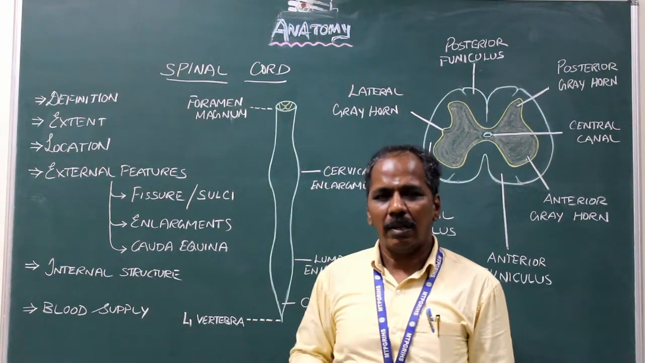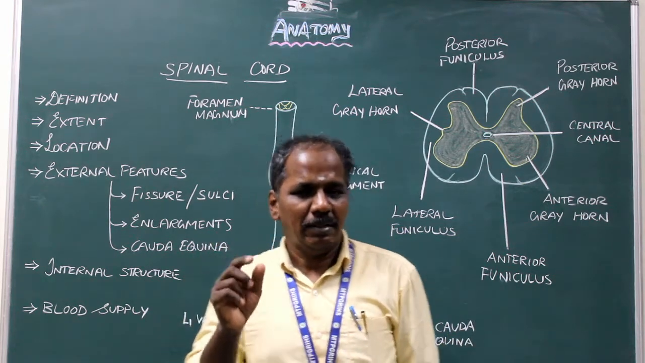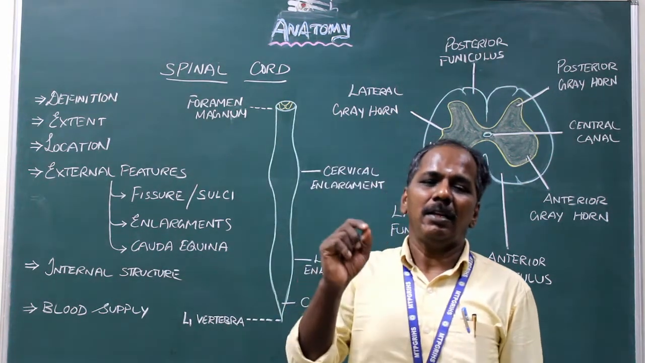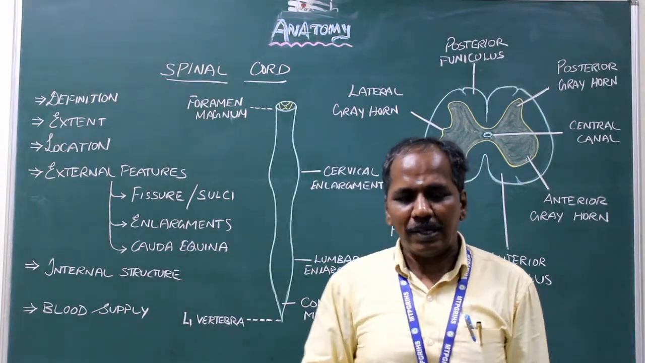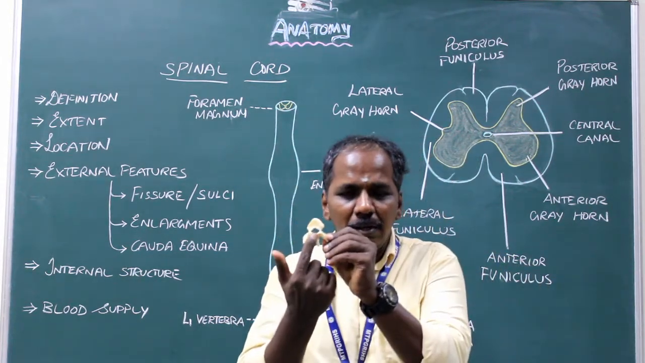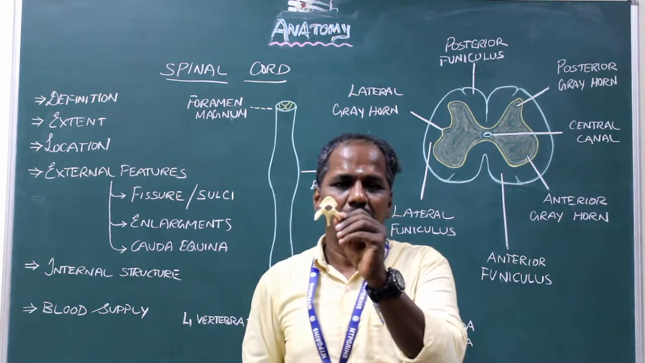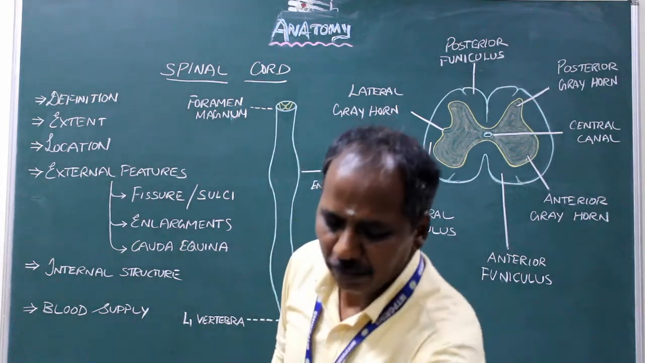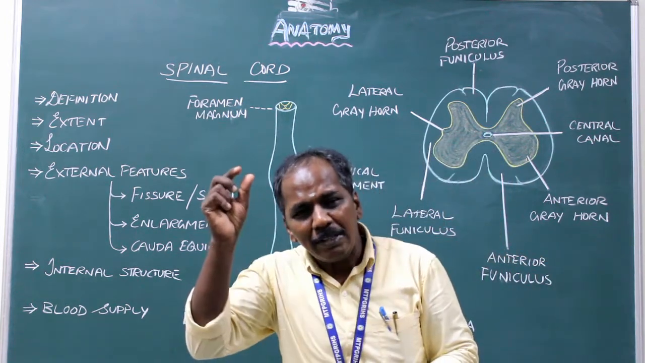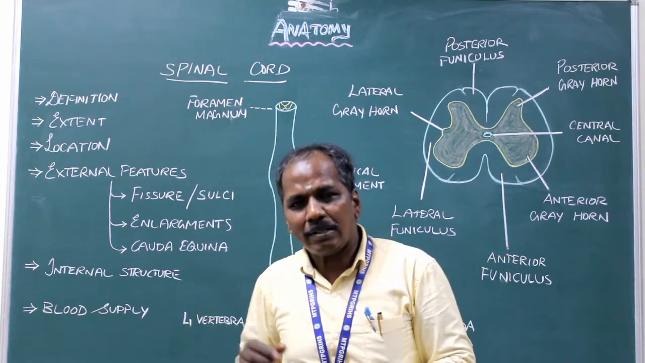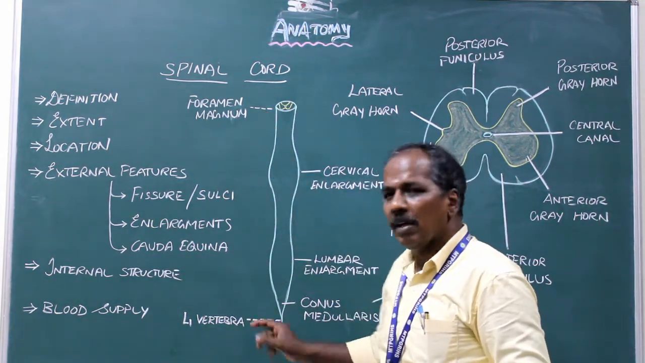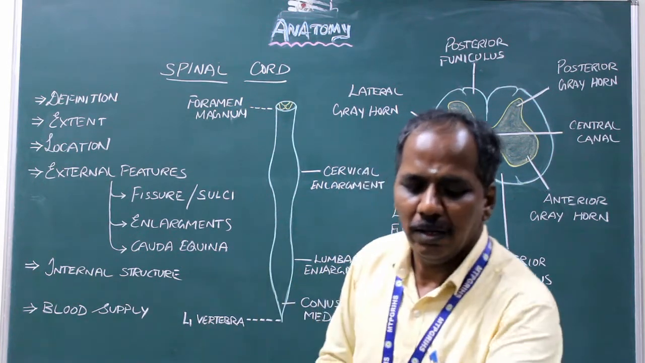Spinal cord. Definition. It is the elongated cylindrical nervous tissue present in the vertebral canal. Extends. It is about 45 centimeter long and extends from foramen magnum to the lower border of first lumbar vertebra.